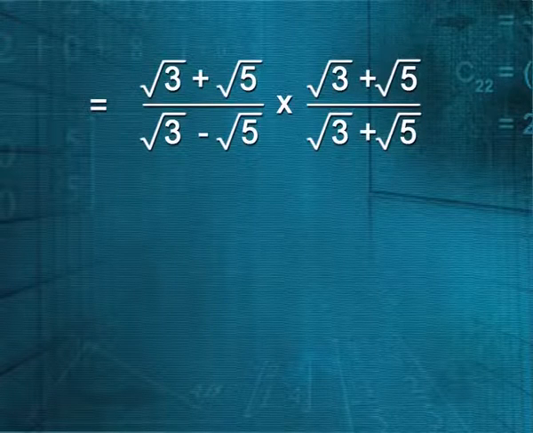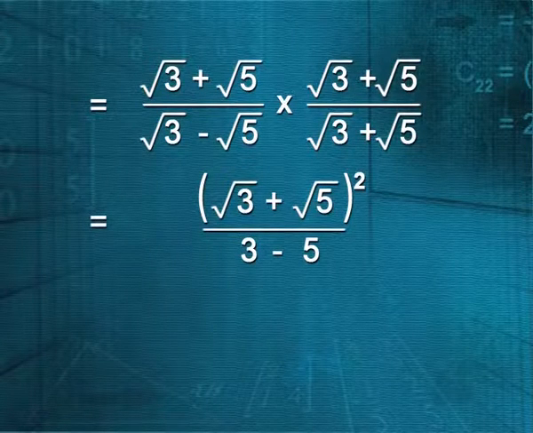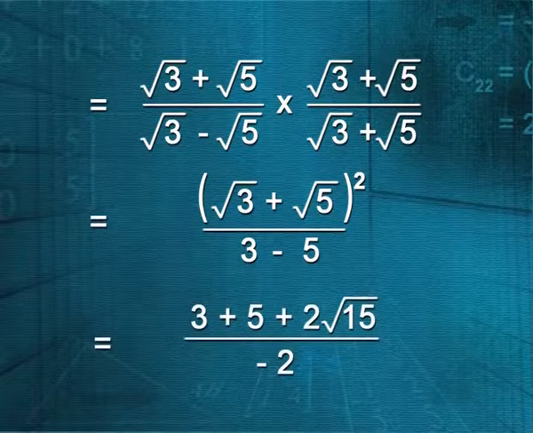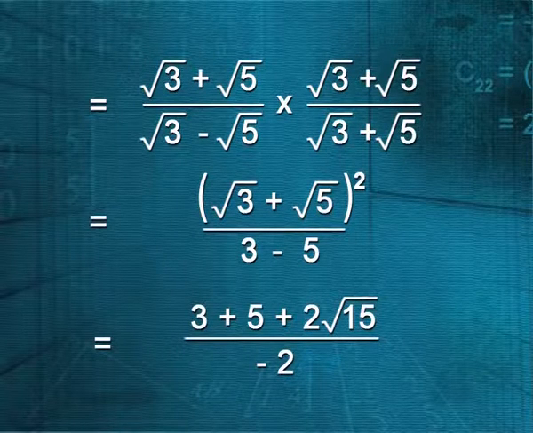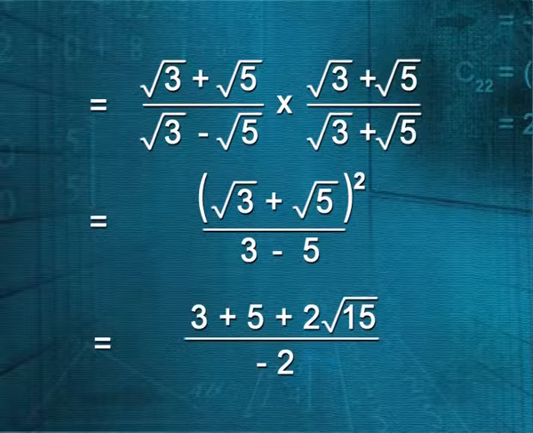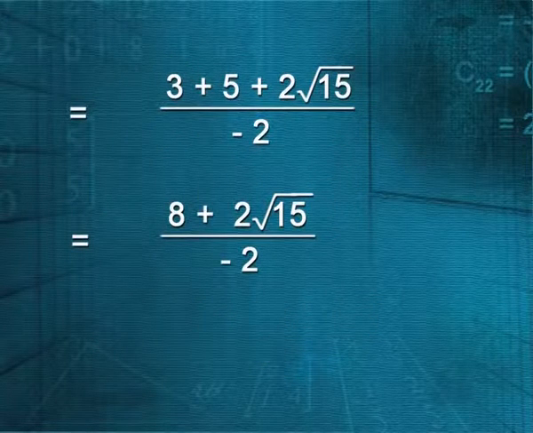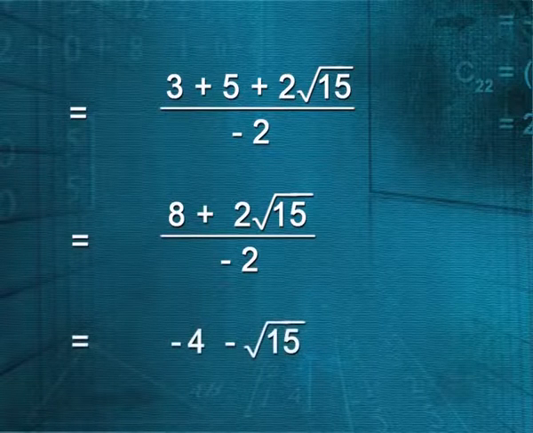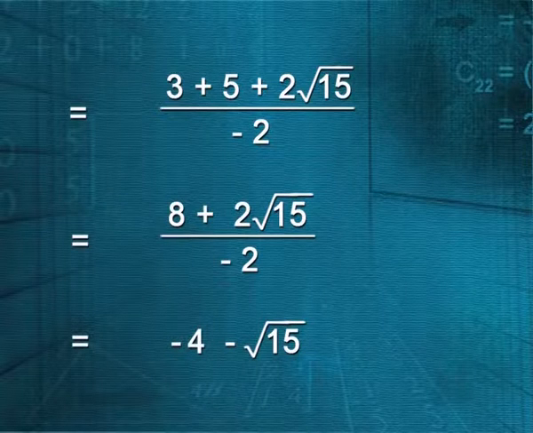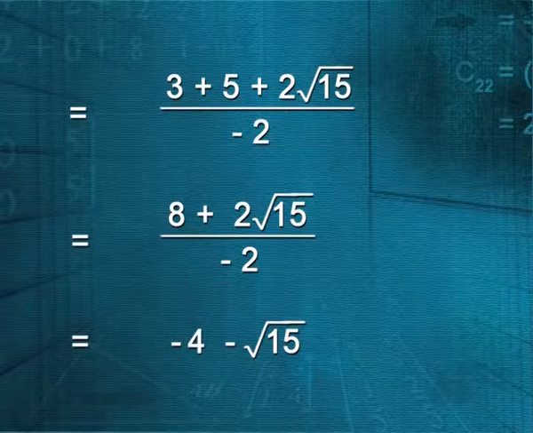Now, in the next step, we have root 3 plus root 5 whole square divided by 3 minus 5, which is equal to a square. A square is 3 in the numerator, b square is root 5 square, which is 5, plus 2 into a into b, it is 2 into root 15, divided by, in the denominator, 3 minus 5, which is equal to minus 2. Therefore, this is 3 plus 5, 8 plus 2 root 15 divided by minus 2, which is equal to minus 4 minus root 15, because 2 is the common factor in the numerator and denominator, and you can cancel the numerator and denominator by 2.